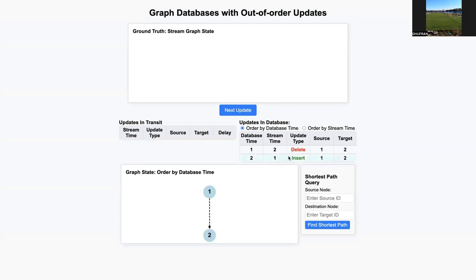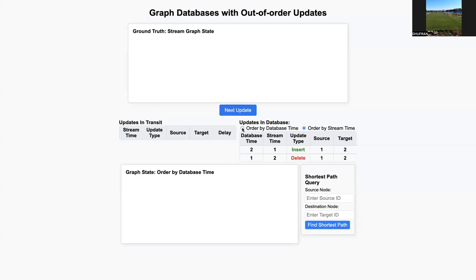When the insertion of edge from vertex 1 to 2 at stream time 1 is finally moved into the database, the traditional system treats it as a new insertion and adds the edge to the graph. In this case, the graph now incorrectly shows the edge from vertex 1 to 2 as present, represented by a dashed line in the graph state below the database table. If we look at the HAL graph state and compare it with the ground truth graph state, both correctly show an empty graph because the insertion arrived after its corresponding deletion.